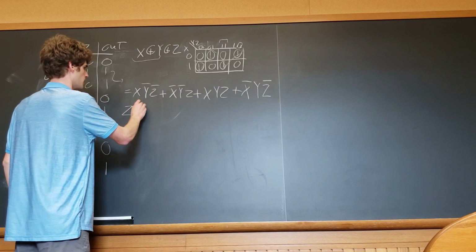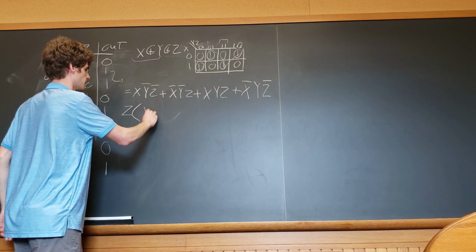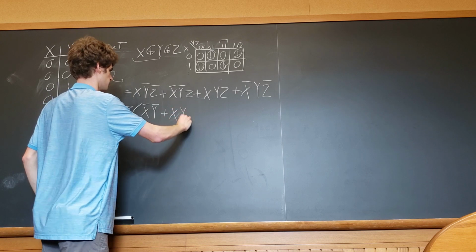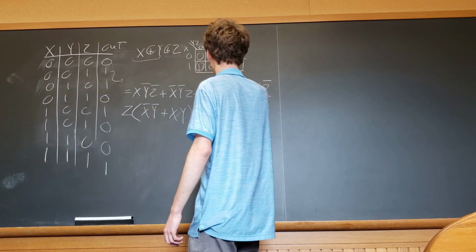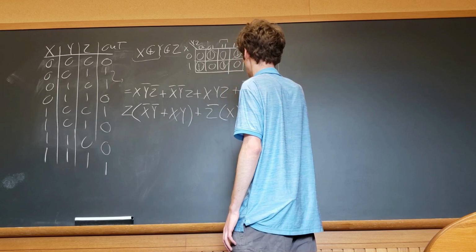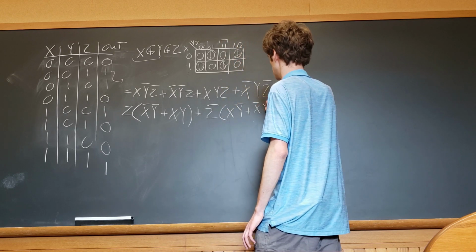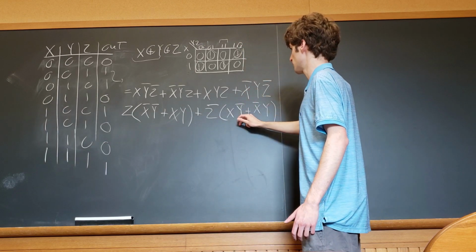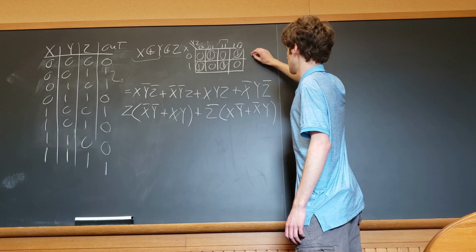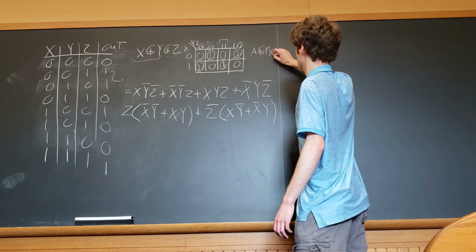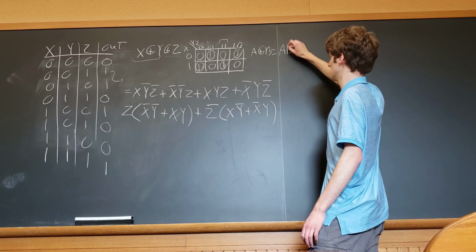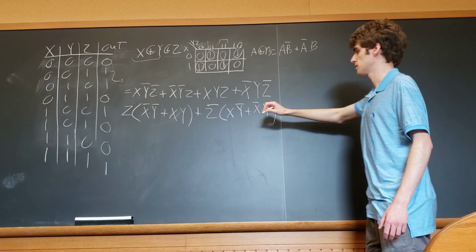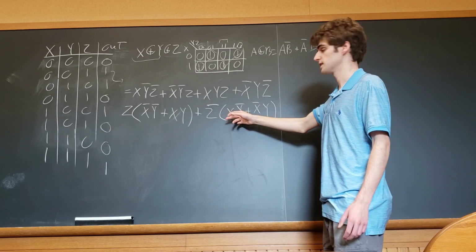So if I factor out a z, I end up with z times (x naught y naught plus xy), plus z naught times (x y naught plus x naught y). Okay, so right away this should look familiar, because we know that A XOR B equals A B naught plus A naught B. And that is the exact same pattern here. So this is essentially just X XOR Y.